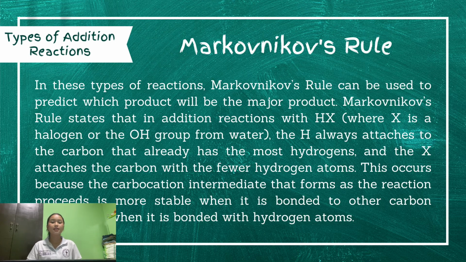Markovnikov's rule states that in an addition reaction involving HX, where X is a halogen or an OH group from water, the hydrogen will attach to the carbon that already has more hydrogen atoms, while the X group will attach to the carbon with fewer hydrogen atoms. This pattern occurs due to the stability of the carbocation intermediate, which is formed during the reaction.